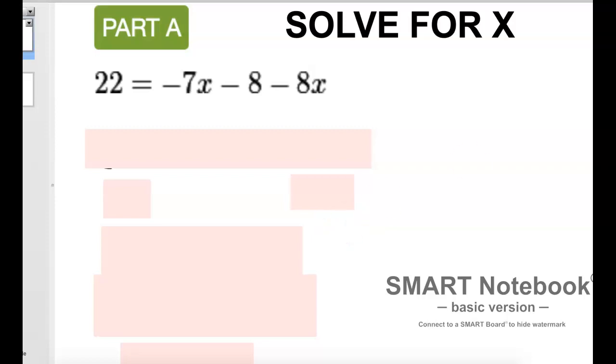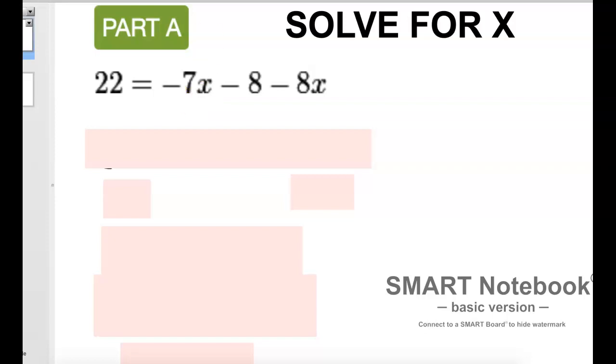All right, the directions here say to solve for x. So remember, when we have an equation and we want to solve it for x, that means we want to isolate the variable, or get the x on one side of the equal sign by itself. So here our equation is 22 is equal to negative 7x minus 8 minus 8x.